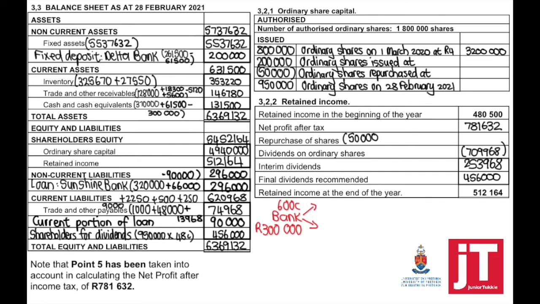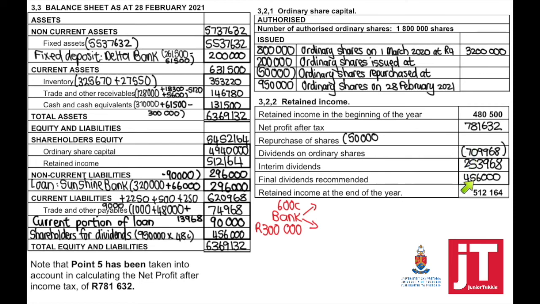4,940,000. So if I look now at what is given to me and what we've calculated, the net profit after tax was given to you from the income statement. They told us 50,000 shares were repurchased. We calculated the final dividends recommended. Interim dividends was given to me. So this means that my total dividends on ordinary shares can be calculated. So again, I filled in all the information which I've got. This becomes now the balancing figure, the repurchase of the shares.